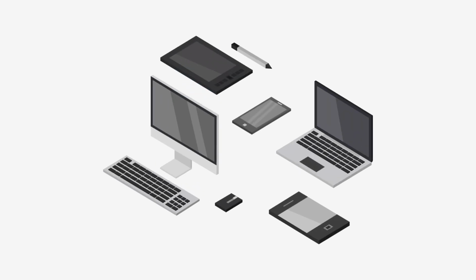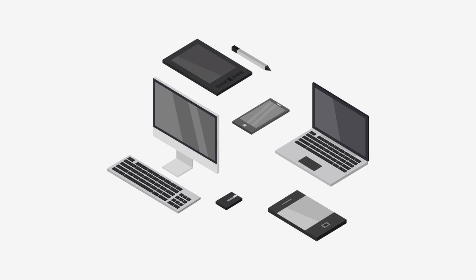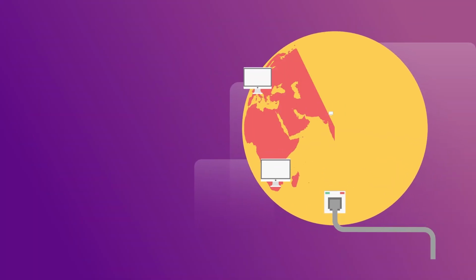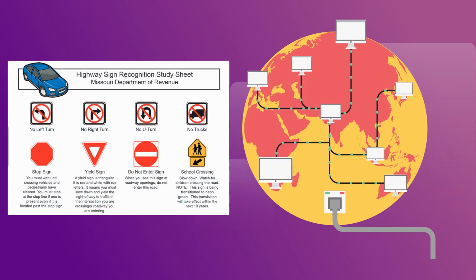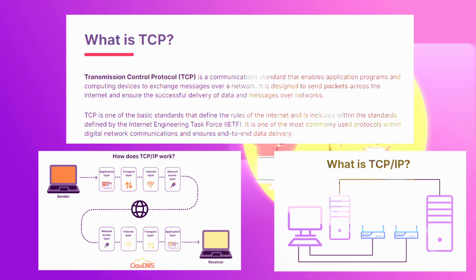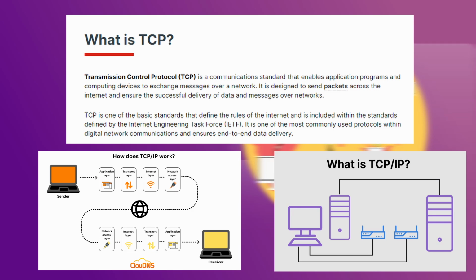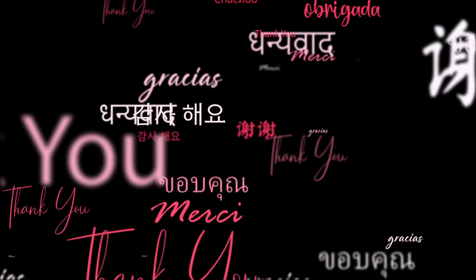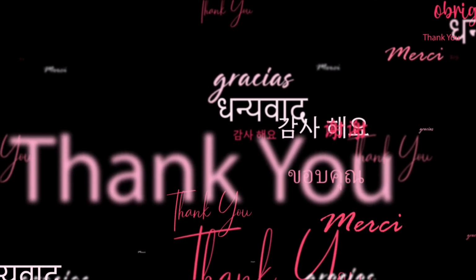Let's break down some of the key components you'll encounter in the world of networks. First up, devices. These include everything from computers and smartphones to routers and switches. Each plays a unique role in the network ecosystem. Next, we have protocols. Think of these as the rules of the road for data traveling across the network. The most important one you'll hear about is TCP/IP, which stands for Transmission Control Protocol/Internet Protocol. It's the language that enables different devices to communicate with each other.